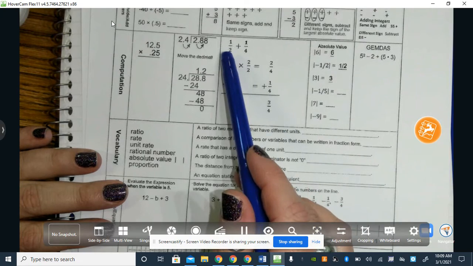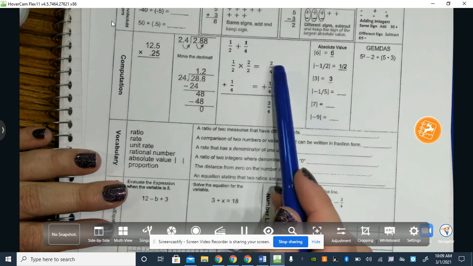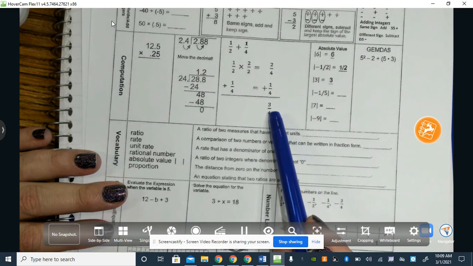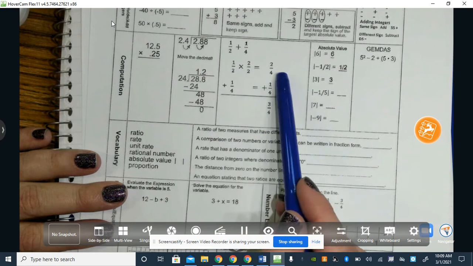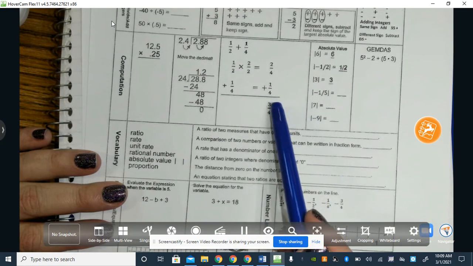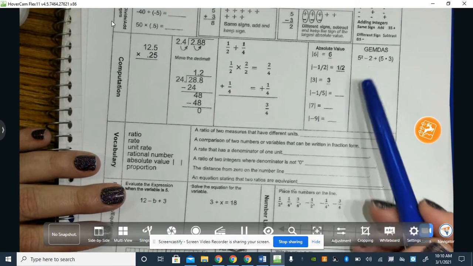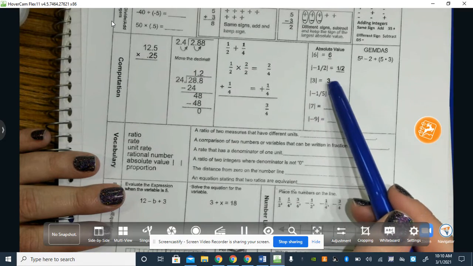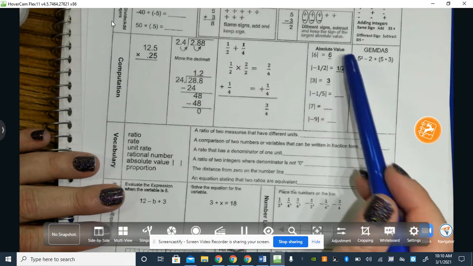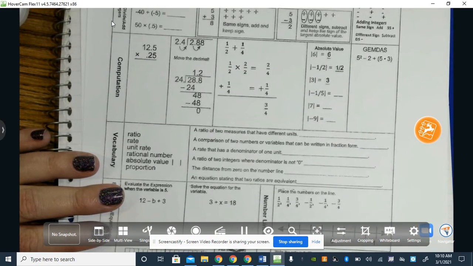Here we have 1/2 plus 1/4. You want to make sure they have same common denominators. So they need to have a denominator of 4 is what they would both share. So 1/4 you wouldn't change, but 1/2 you would change to 2/4. Add your numerators and you get 3/4. Absolute value, remember, is a distance away from 0 on a number line. Distance is always going to be positive, or non-negative. So it would just be 6, 1/2, and 3, and then you have 3 more that you need to do.